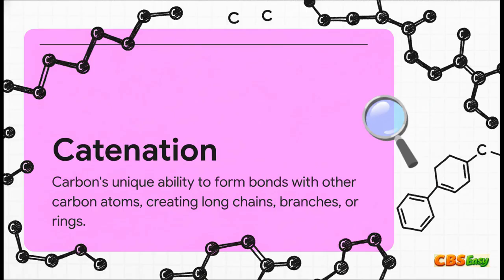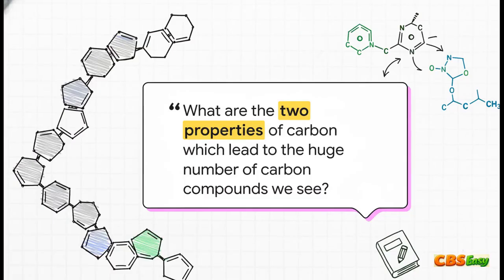Seriously, no other element does this anywhere near as well, and it's the reason we have millions upon millions of different carbon compounds. And hey, this isn't just some random piece of trivia. This is a direct quote, a question pulled straight from your NCERT textbook exercises. This is a classic 2-mark question, and catenation, that's the first half of your perfect answer.